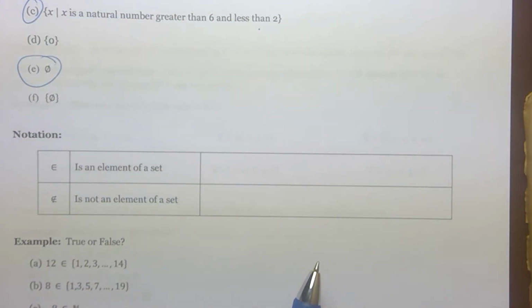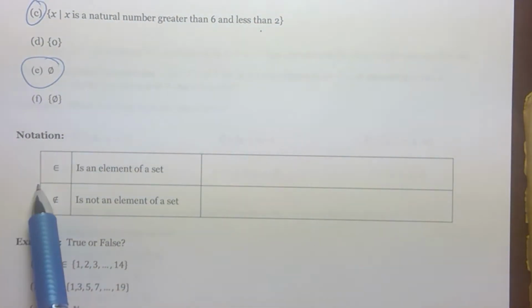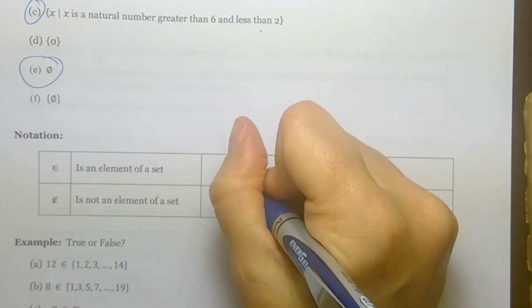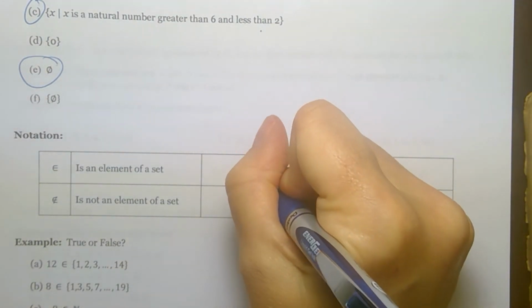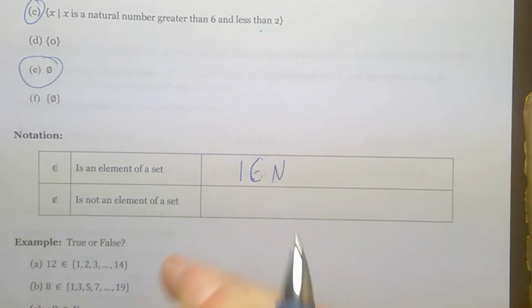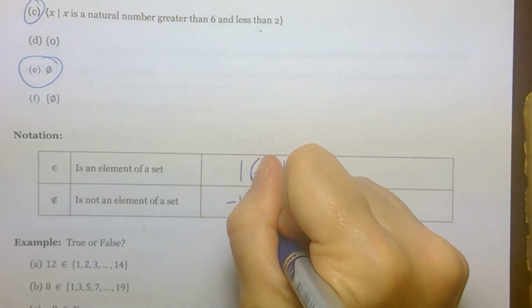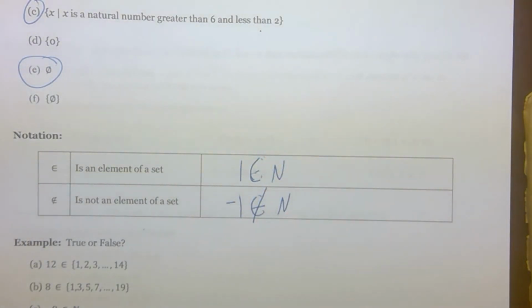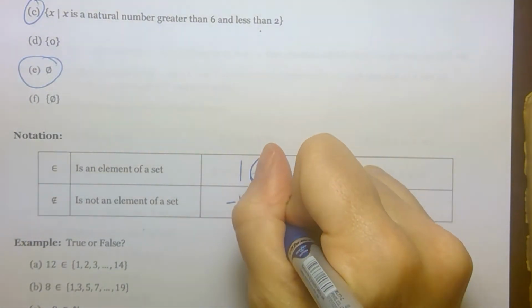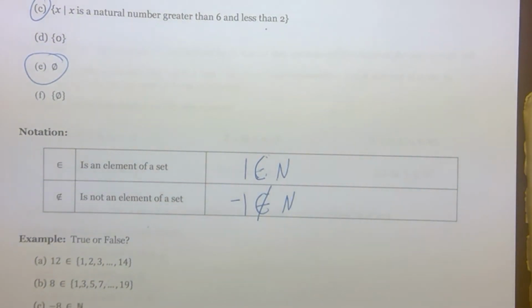Down here with notation, is an element of, we've already used before. 1 is an element of the natural numbers. There's an example. Is not an element: I could say -1 is not an element of the natural numbers. I just do that backslash line through my element symbol.